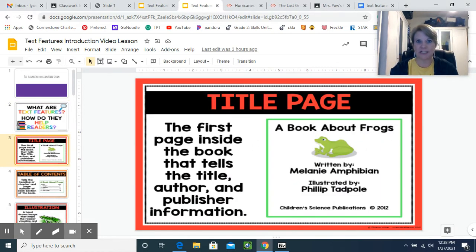So our first text feature is called a title page. It's the first page inside a book that tells the title, the author, the publisher, that different kind of information. So when you first open your book, it's usually the very first page. So here's an example. This one's a book about frogs written by Melanie Amphibian and illustrated by Philip Tadpole. And then it has the publisher and the year that it was published down at the bottom.